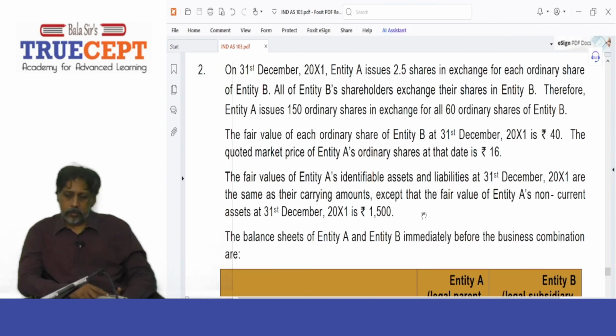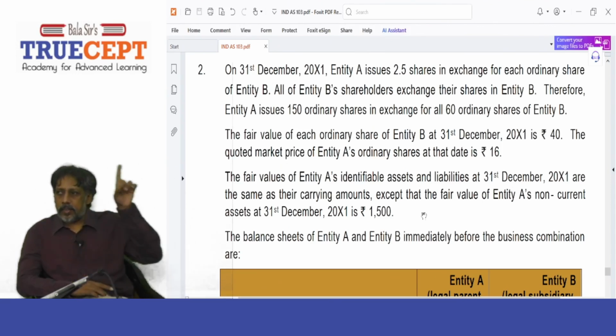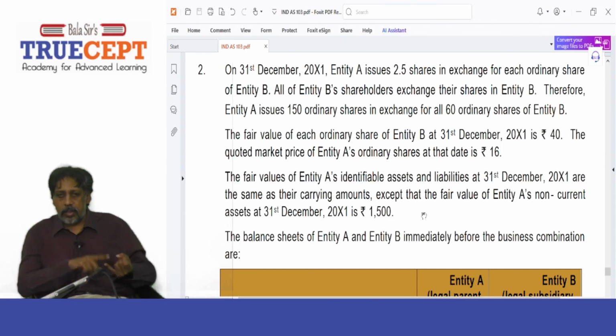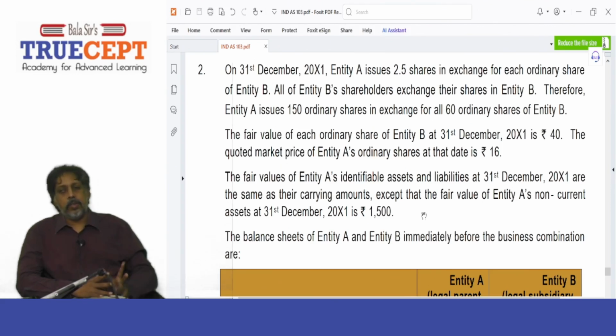All of entity B's shareholders exchange their shares in entity B. That means no non-controlling interest. All the shareholders accepted the 2.5 shares in A Limited for every one share they are holding in B Limited. Therefore, entity A issues 150 ordinary shares. So how is it 150? Just see the balance sheet.